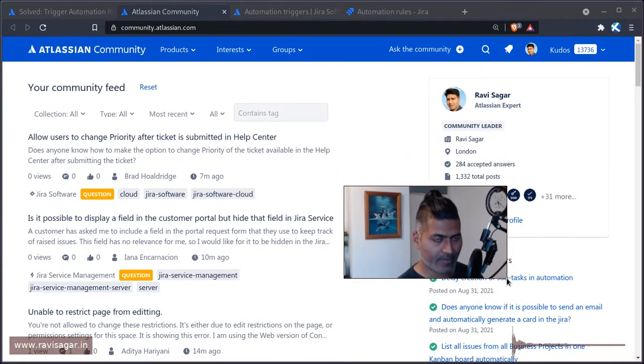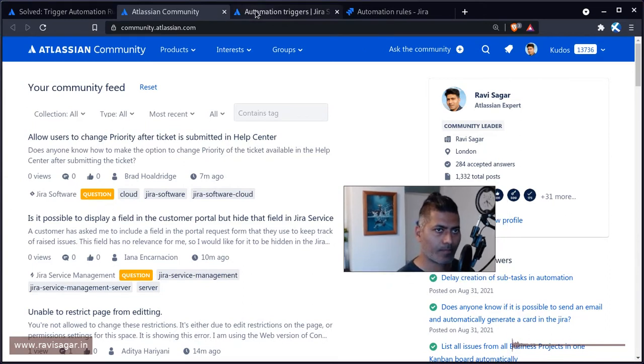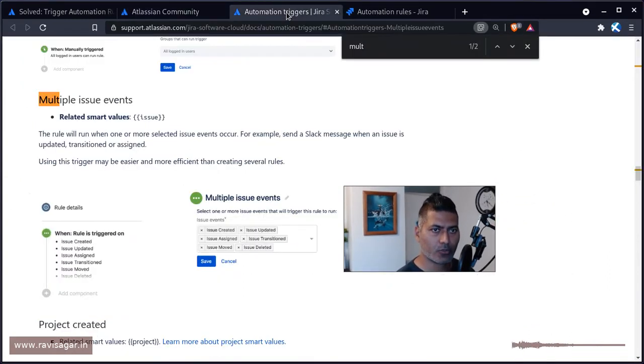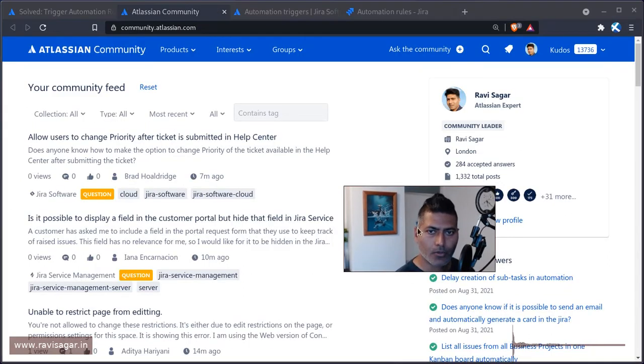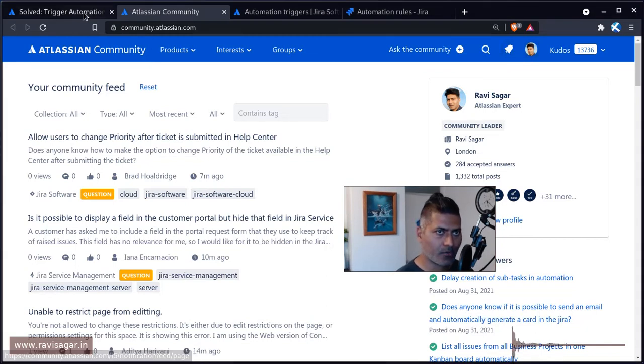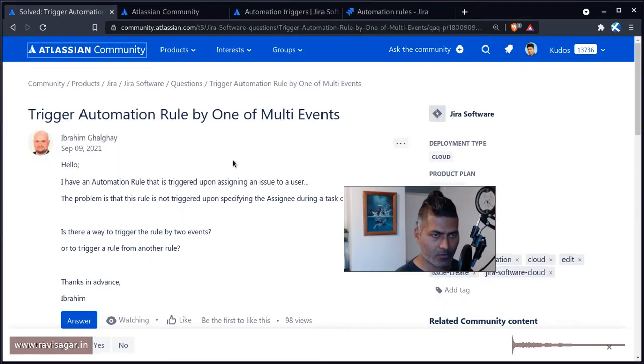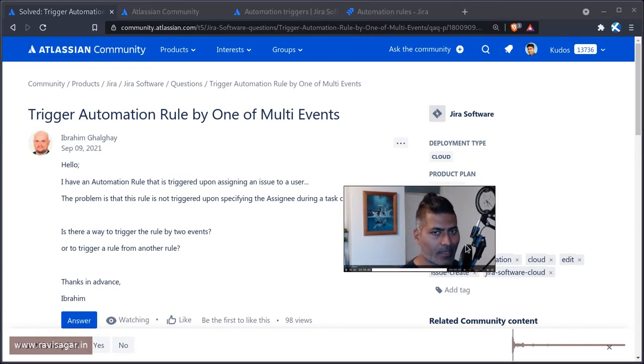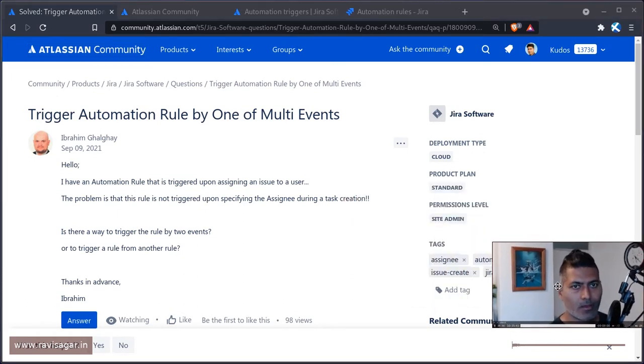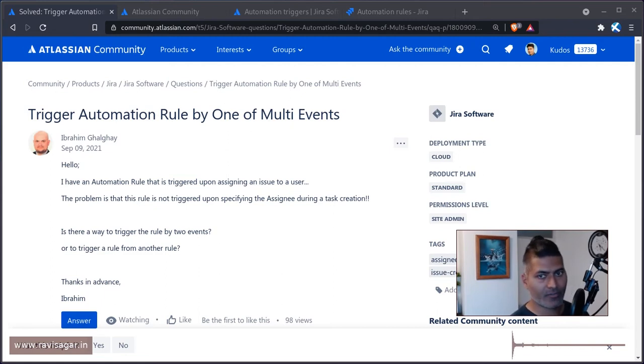If you remember, last time I was talking about one interesting question on the community, and that question was this one. Let me just open the question directly so that you can also take a look at what I'm talking about. Basically, there was a question on the community about triggering an automation rule using multiple events.